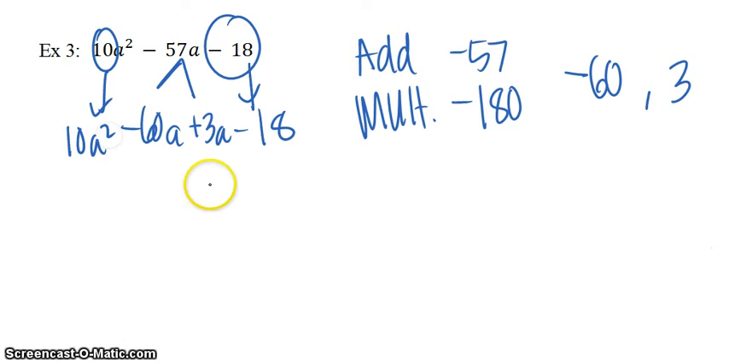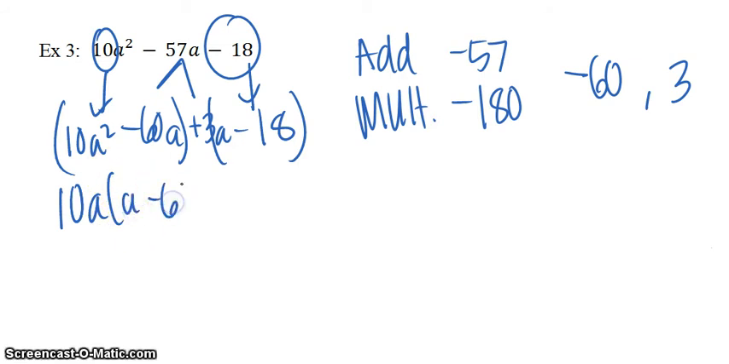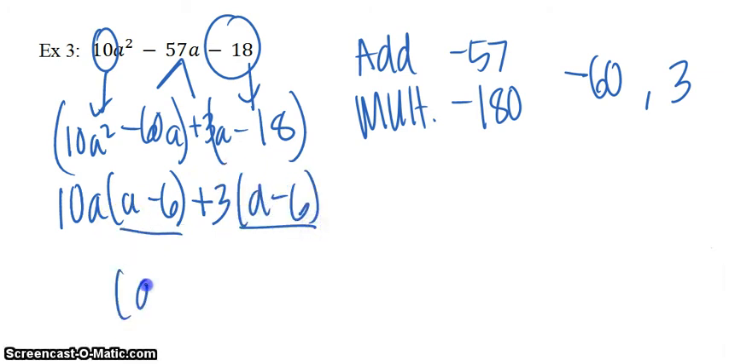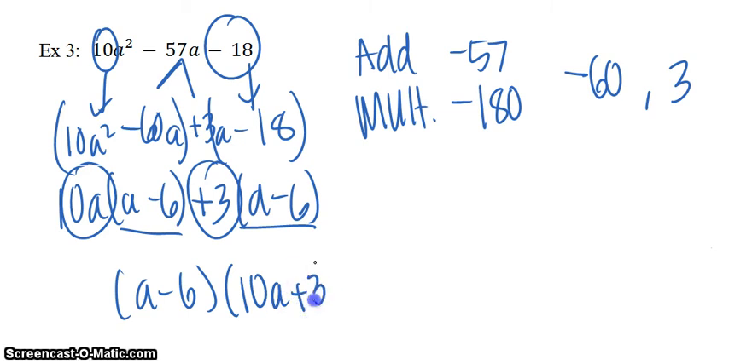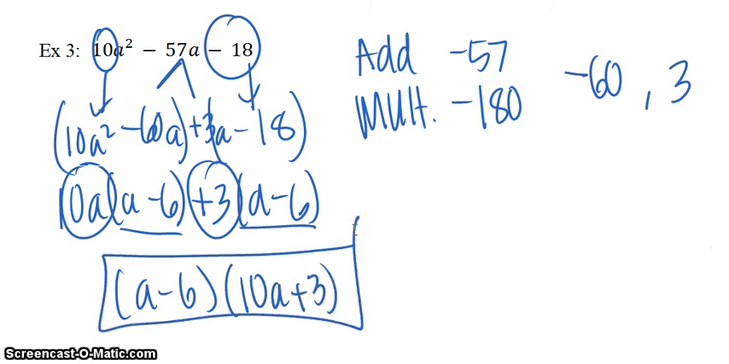And now all I need to do is factor by grouping. Oh, I kind of crossed that out, I didn't mean to. But since that's a positive, I don't need to put it in the parentheses. If you want to put a positive, that's fine too. Okay, so take out the 10a, so I'm left with a minus 6. Take out a positive 3, so I'll be left with a minus 6, and that's exactly what we want to get. So a minus 6, and then 10a plus 3. There you have it. Hopefully this is helpful, but you need to know how to add, multiply. You need to know how to factor by grouping. There you go.